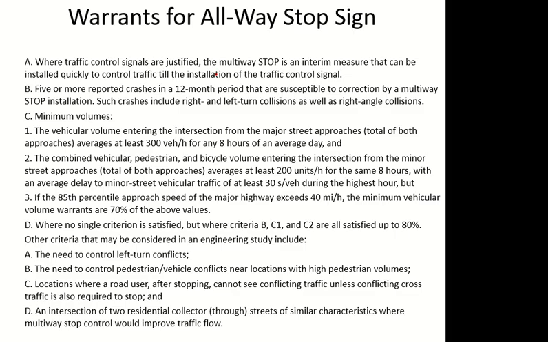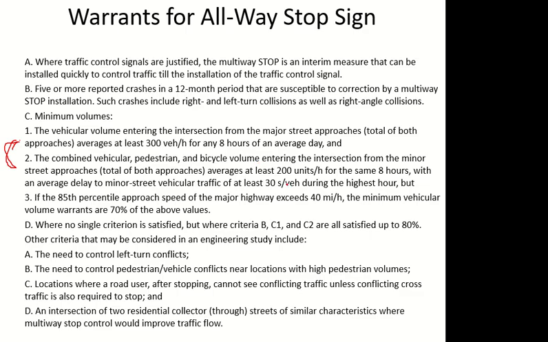And the third condition is, if you meet the first two conditions, then you can go for an all-way stop sign. If you meet these two conditions, you can go for an all-way stop sign. If you don't meet these two conditions, then you look at the speed of the road. If the 85th percentile speed of the road is more than 40 miles per hour, then even if you reach 70% of these values, you will go for an all-way stop sign.